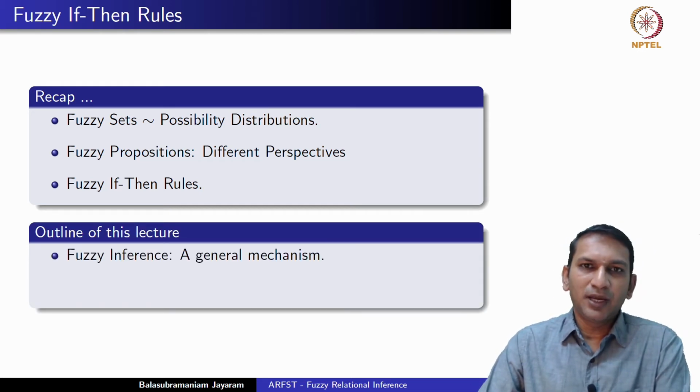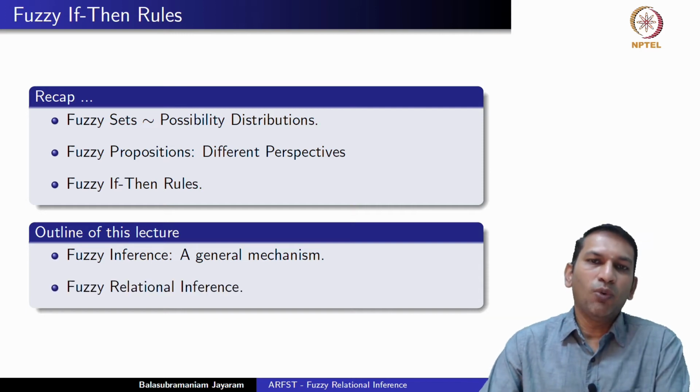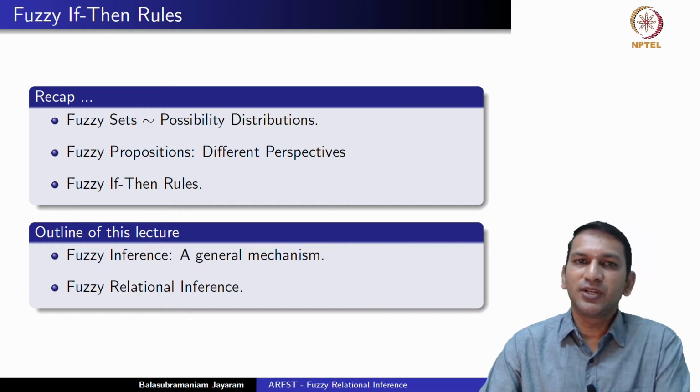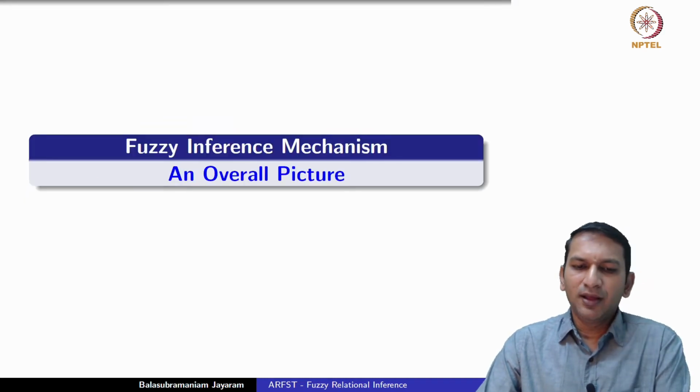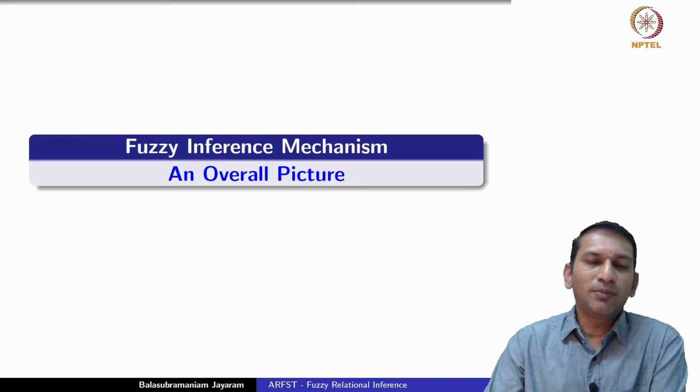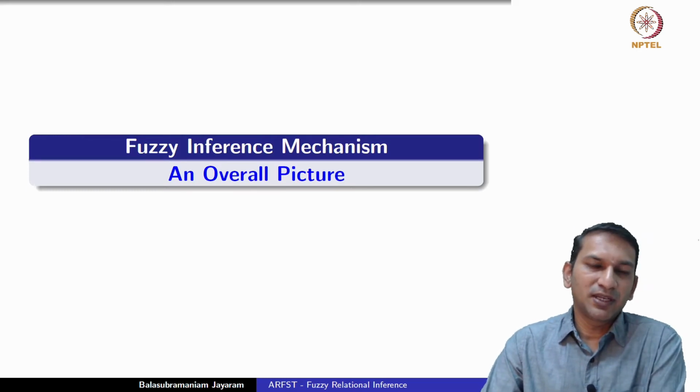We will begin by looking at a general mechanism, a general schematic for a fuzzy inference mechanism, and move on to discuss one particular fuzzy inference mechanism, that of fuzzy relational inference. Well, let's get an overall picture of what a fuzzy inference mechanism is.